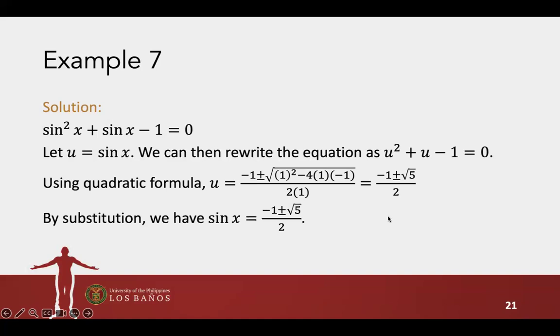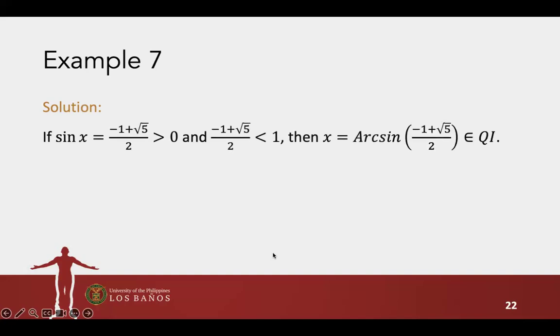So by substituting it back, we have sine x equals negative 1 plus or minus square root of 5 all over 2. So that means we have two possible equations. We have sine x equals negative 1 plus square root of 5 all over 2, or sine x equals negative 1 minus square root of 5 all over 2. So let's look at the following. So since sine x is equal to negative 1 plus square root of 5 all over 2.